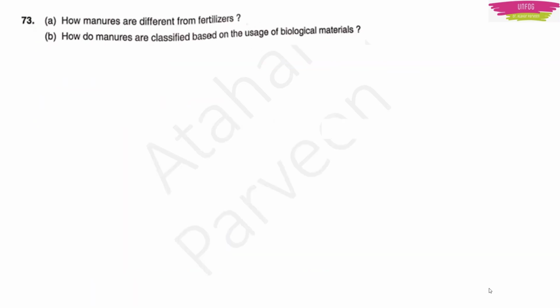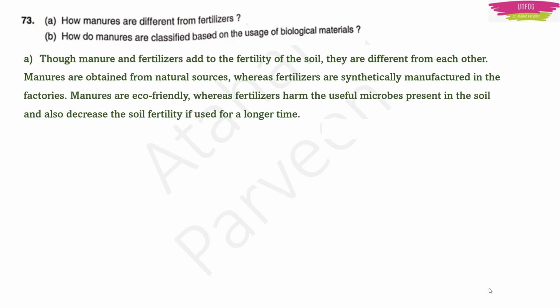Okay, next question. How manures are different from fertilizers? How do manures are classified based on the usage of biological materials? See, though manure and fertilizers, they will add to the fertility of the soil only, but still they are different from each other. Manures, they are obtained from natural sources, whereas fertilizers, they are synthetically manufactured in the factories.